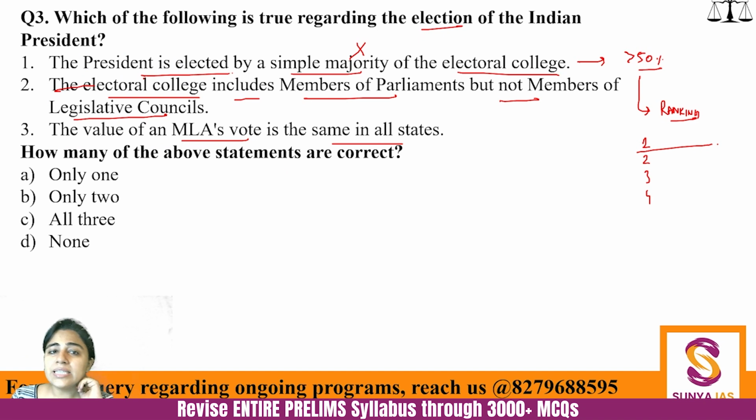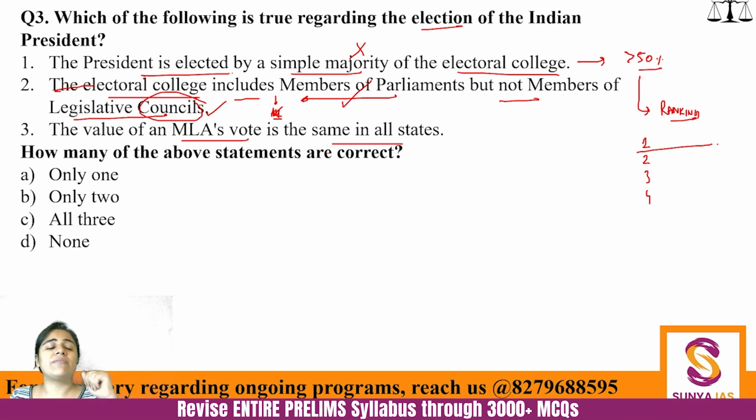Okay, so this is incorrect. Simple majority is not the method. The electoral college includes members of parliament, yes, but not the members of legislative councils. We have already talked about it. And here, if you marked this statement incorrect because it says members of parliament, you do not have to read between the lines, because it is not written all members of parliament. If all members of parliament had been written, the statement would have been incorrect. But members of parliament, of course, are a part of the electoral college.